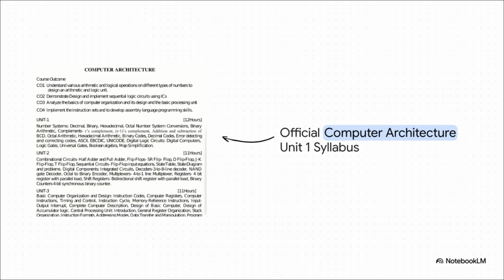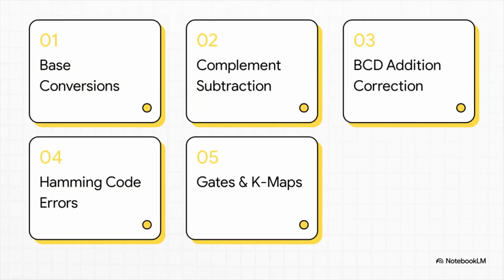So our target today is locking down these core computer architecture outcomes. We're talking number system conversions, binary arithmetic, complements, and logic map simplifications, so that by the end of this, you can literally solve these on autopilot. Here's our roadmap for this explainer. First up, our base conversions masterclass. Then, complement subtraction tricks, BCD addition correction, Hamming code error correction, and finally, universal gates and K-maps.